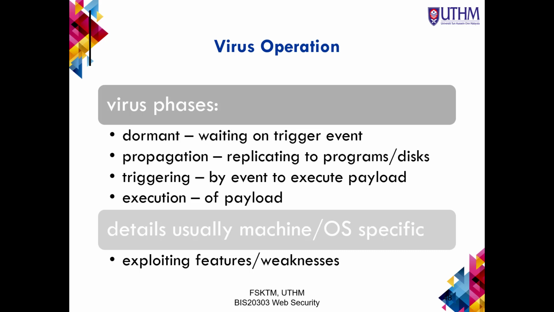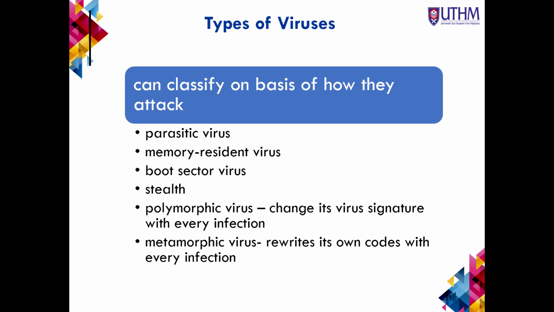The types of viruses can be classified on the basis of how they attack. We can define a parasitic virus, memory resident virus, boot sector virus, stealth virus, polymorphic virus, which changes its virus signature with every infection, and metamorphic virus, which rewrites its own code with every infection. Detail on this, maybe you can find out in your computer security subject. It depends on how they attack. If it is affecting the boot sector, we call it a boot sector virus.